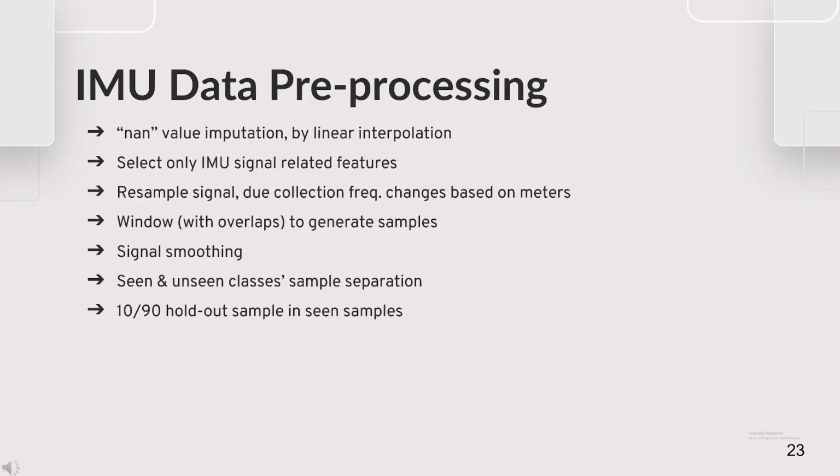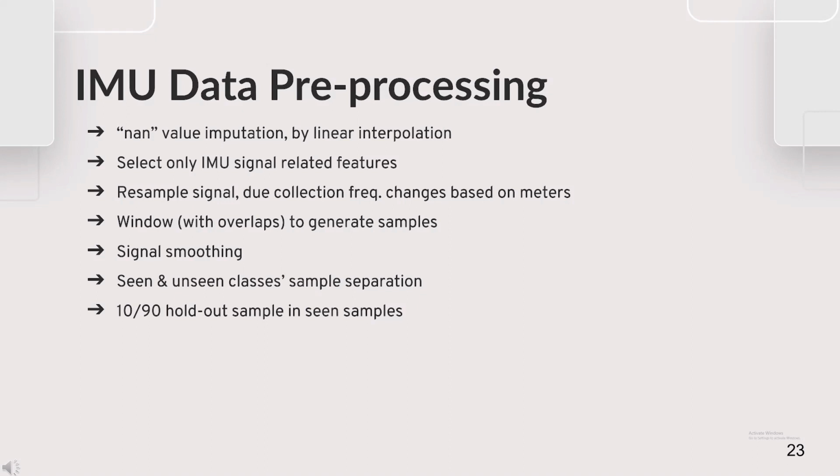Before utilizing the IMU signals in our models, we carried out several pre-processing steps. Firstly, we addressed missing values, NaN, in the datasets by employing linear interpolation. Next, we focused solely on the features associated with IMU signals and discarded irrelevant ones. Additionally, we resampled the signal to account for variations in data recording frequencies across different IMU sensors. To enhance the quality of the IMU signal, we applied a smoothing technique to reduce noise. Moreover, we employed windowing with overlapping to generate samples, allowing for a more comprehensive analysis.